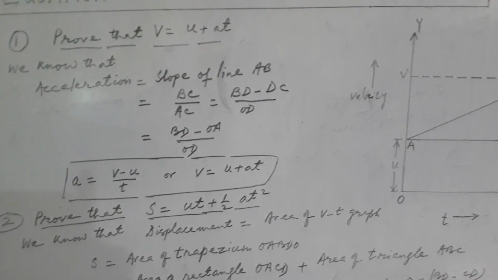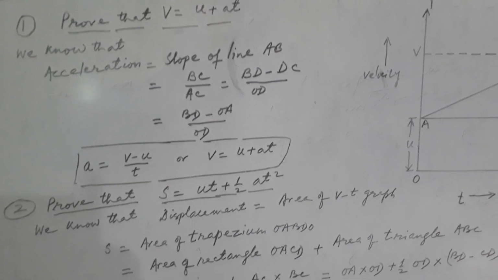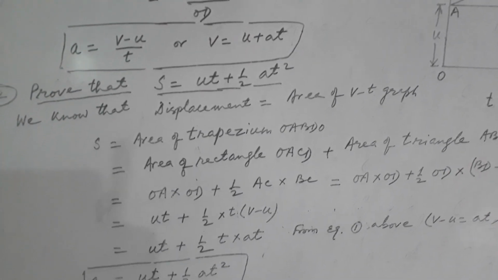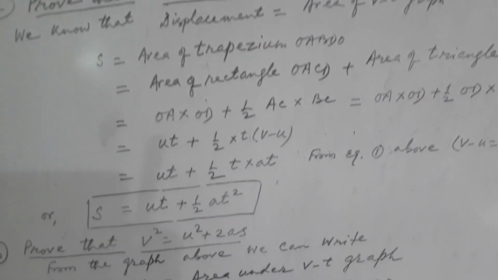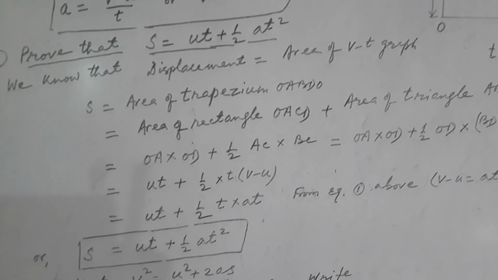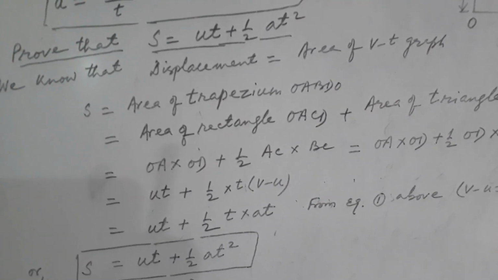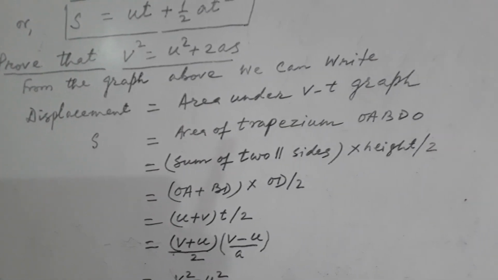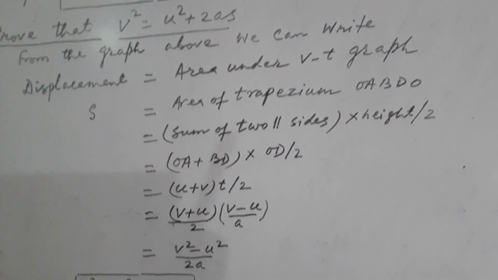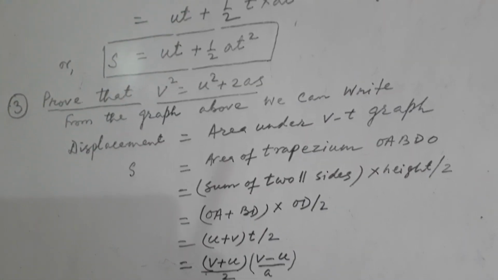In the first derivation, acceleration equals the slope of the line has been used. In the second, displacement equals the area of trapezium has been used, because we know that in a VT graph displacement is written as displacement equals the area under the VT graph. In the third equation also, displacement equals the area under the VT graph. Now go through all these derivations and try to understand.